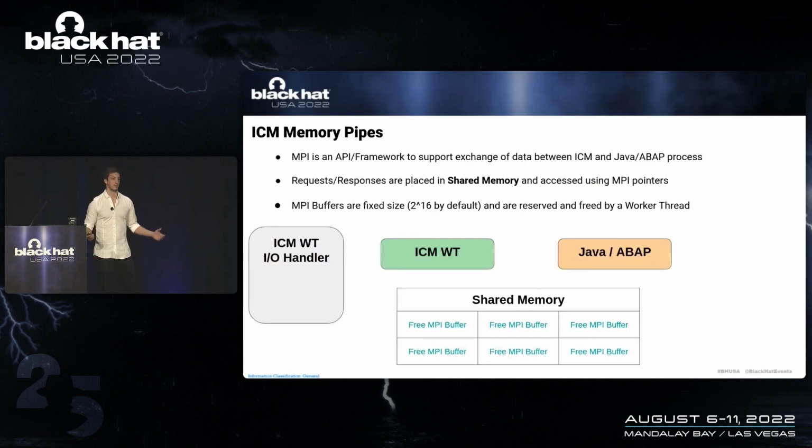So what are memory pipes? Well, MPI, which is how they call memory pipes, is a framework that is used to support the exchange of data between the ICM and the Java or ABAP process, which I'm going to call the worker process. To do it efficiently, it uses shared memory to send MPI pointers, which are just pointers to the shared memory. Even though it's called memory pipes, it's using shared memory.